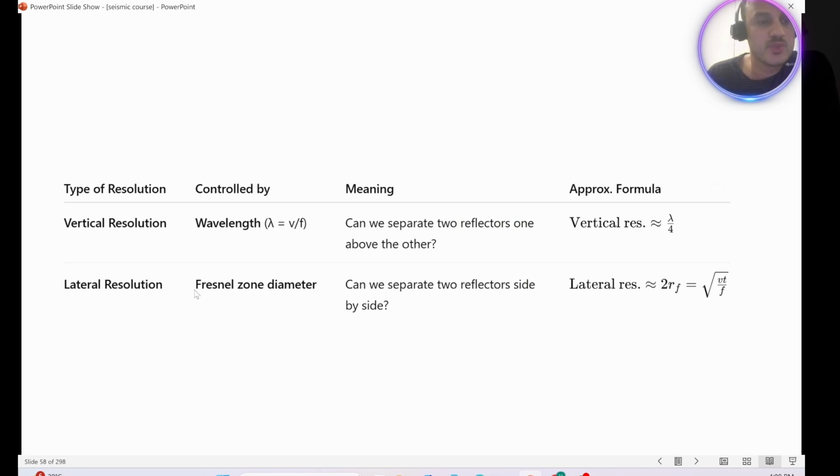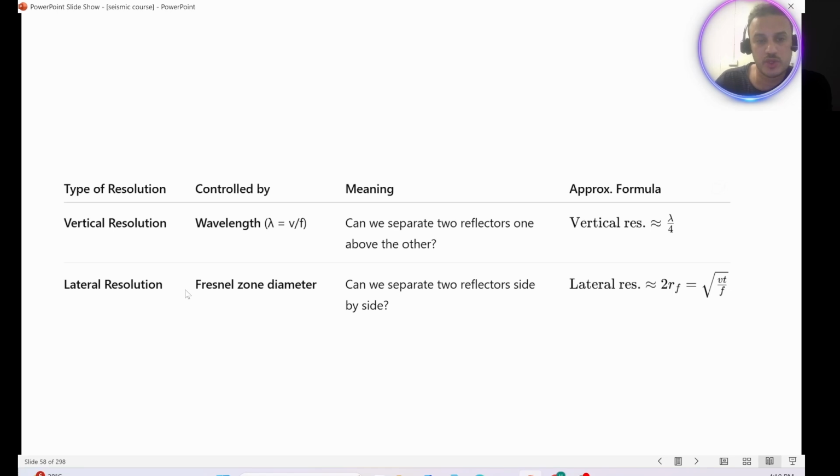As we said, we have two types of resolution: vertical resolution and lateral resolution. The vertical resolution is controlled by the wavelength, and the wavelength is the velocity divided by the frequency. What does vertical resolution mean? Can we separate two reflectors, one above the other? The vertical resolution is lambda divided by 4. This is the limit of resolution. Anything below lambda divided by 4, we cannot see, that thin bed.